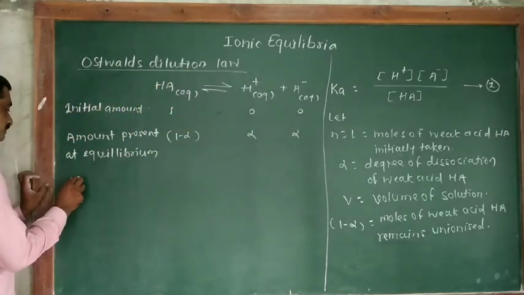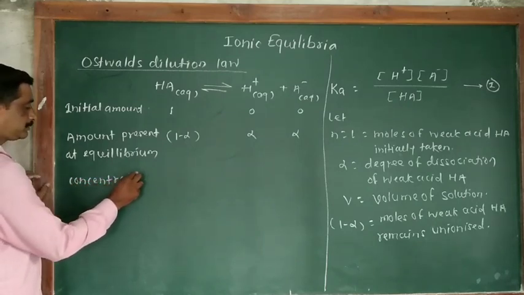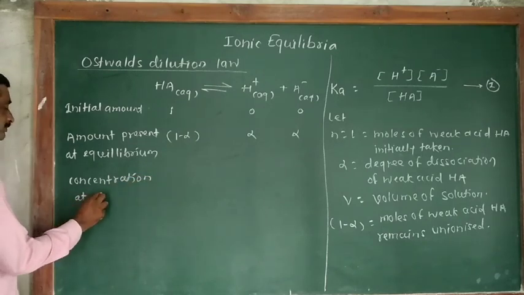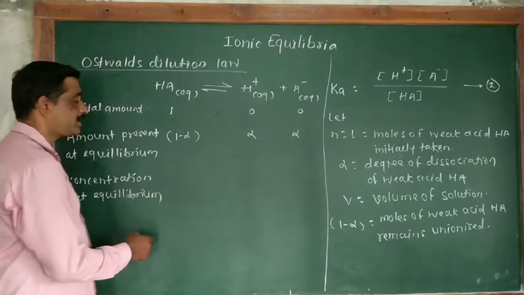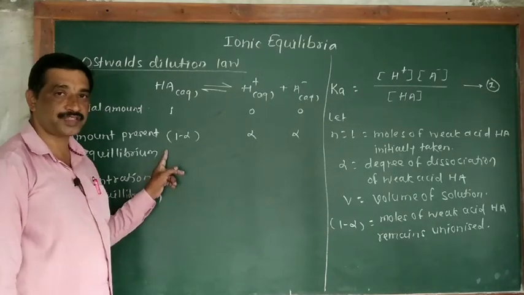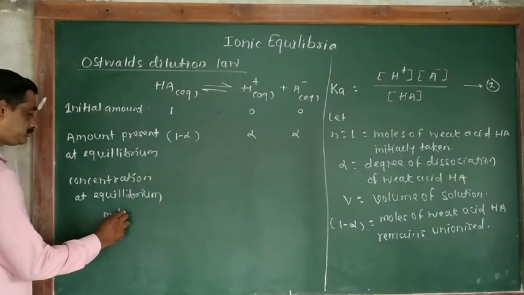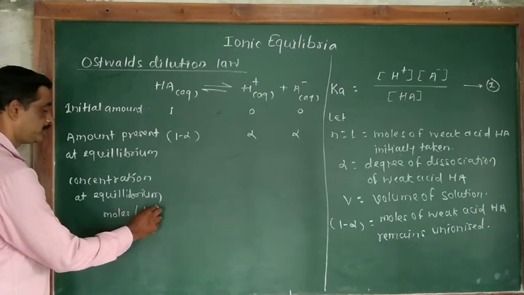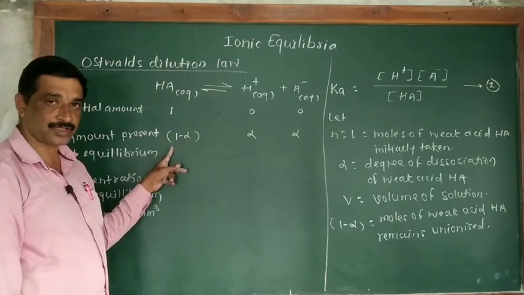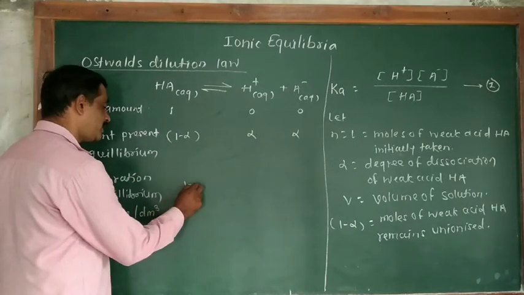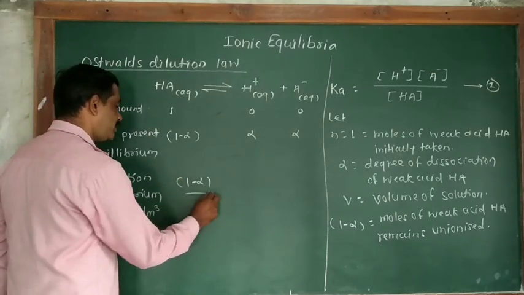So when you consider the concentration of these species at equilibrium, the concentration is nothing but the number of moles of this species divided by the volume, and this concentration is expressed in terms of moles per dm cube. Initially we take 1 mole; at equilibrium, 1 minus alpha moles are there. So what is the concentration here? It is equal to 1 minus alpha upon V.